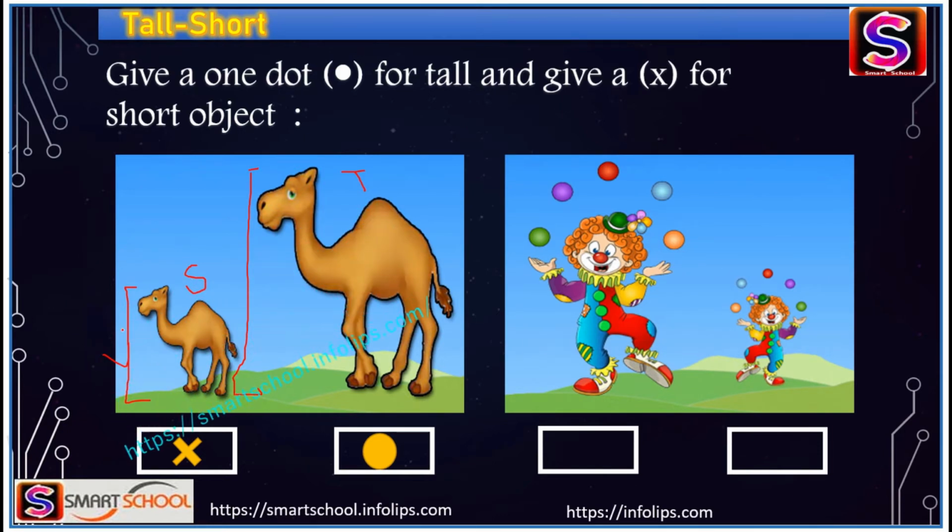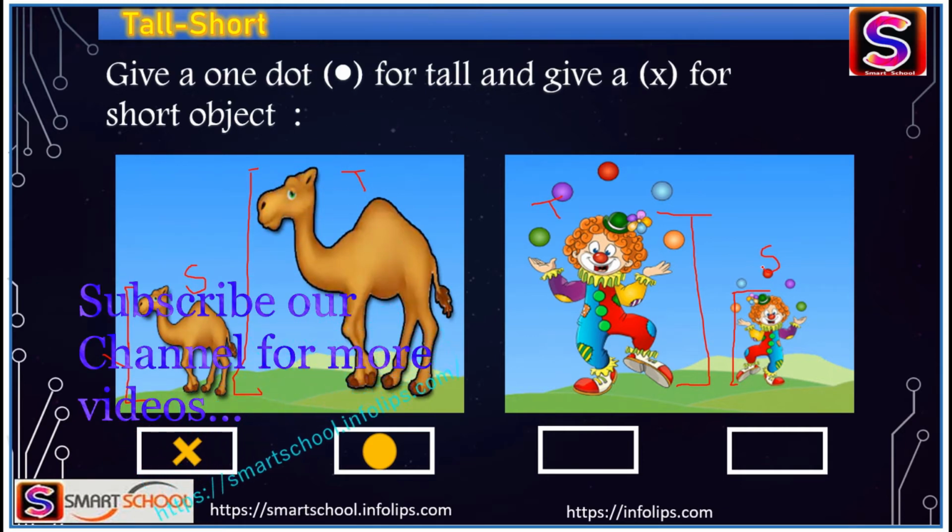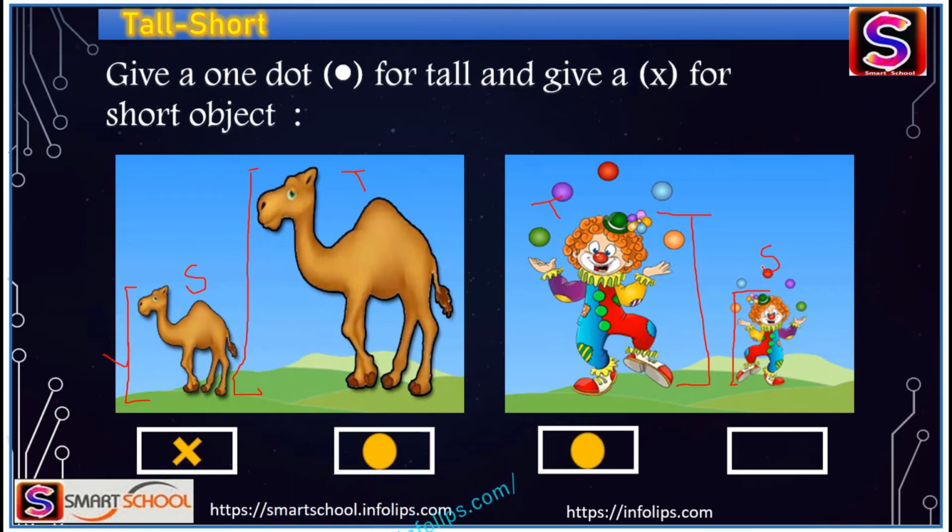See, there are two jokers. One has this much height and another has this much height. So the bigger one is tall and the smaller one is short. That's why this joker is tall and this one is short. So for the tall one give a circle or dot and for the short one give a cross. Okay, I hope now you understand what is short and what is tall.